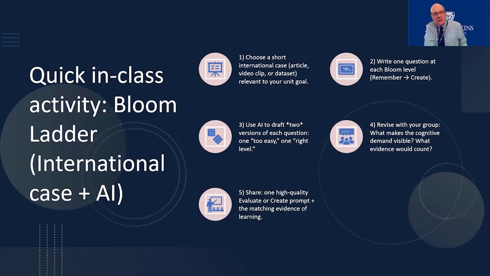Then here's what's important, and this is what's happening in the real world right now. We would ask you to use AI to draft two versions of each question, one that might be too easy and one that seems to be at the right level of Bloom. We would then ask you to revise with your group, and here's the key question: what makes the cognitive demand visible, and what evidence would count for you to know that learning occurred with your student?